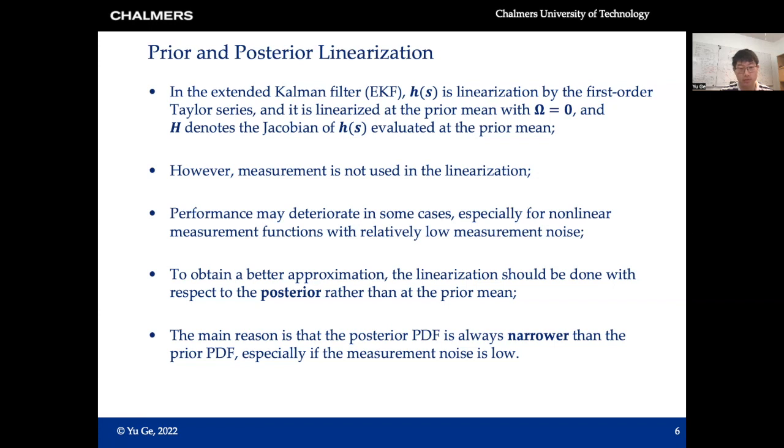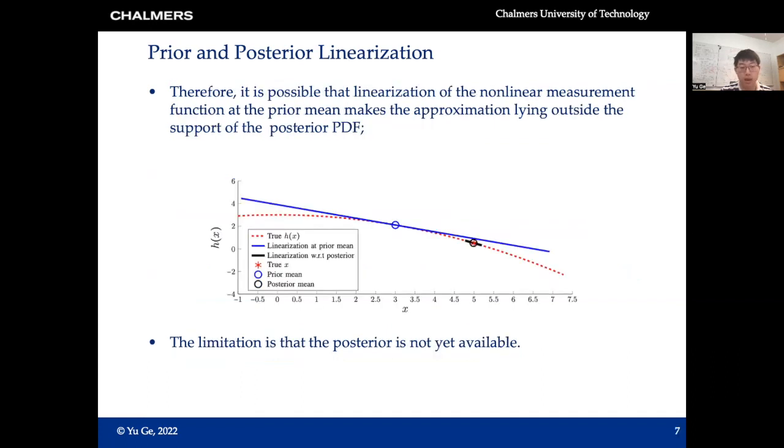For example, performance may be very bad in some cases, especially for nonlinear measurement functions with relatively low measurement noise. To obtain a better approximation, the linearization should be done with respect to the posterior rather than at the prior mean. The main reason is that the posterior PDF is always narrower than the prior PDF, especially if the measurement noise is very low. Here is an example of the nonlinear measurement function and its linearization at the prior mean and with respect to the posterior.